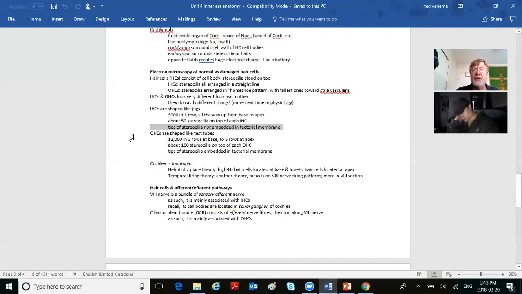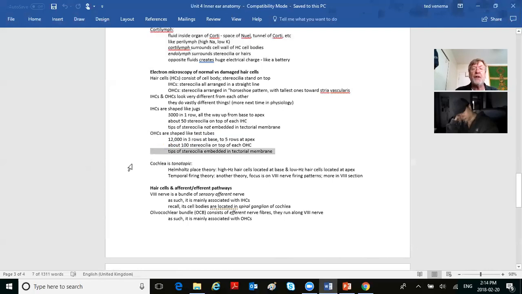And then below that it says the outer hair cells are shaped like test tubes. You have 12,000 of them in 3 rows at the base to 5 rows at the apex. And we said there's about 100 stereocilia on the top of each outer hair cell. And lastly, we said that the tips of the stereocilia are indeed embedded in the tectorial membrane. Now, what are stereocilia? The hairs. Stereo means many, cilia, hairs.